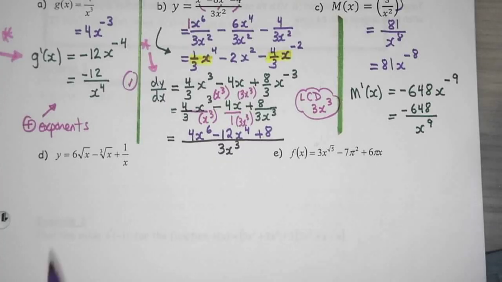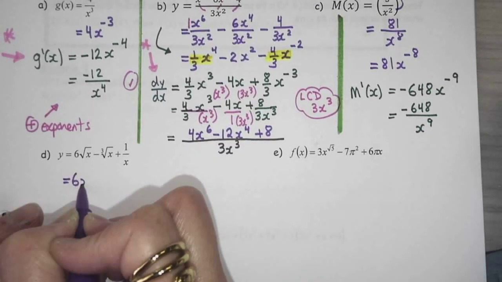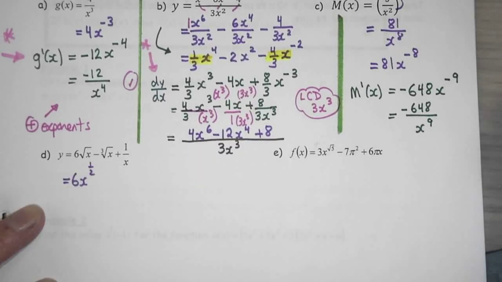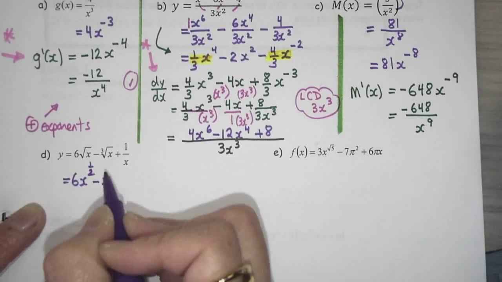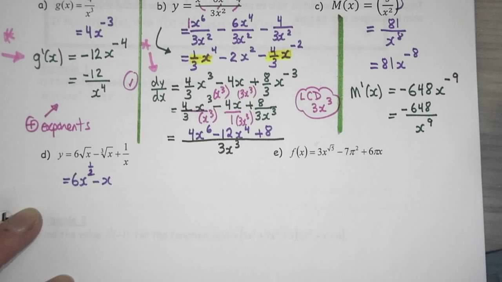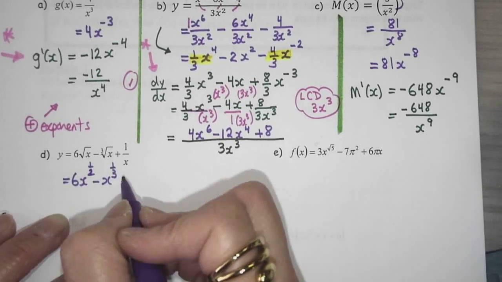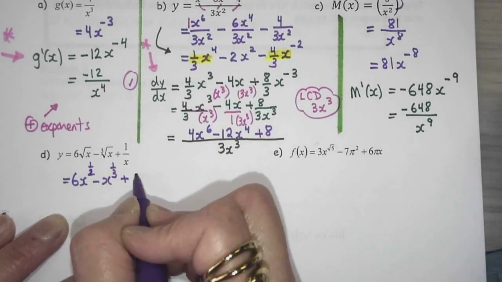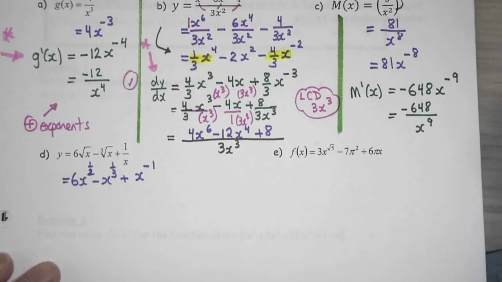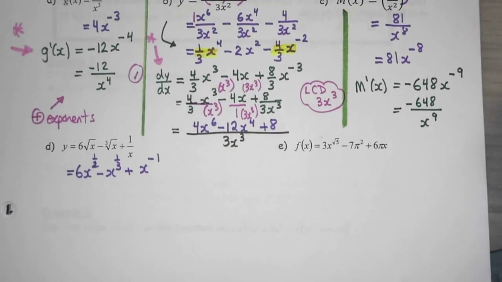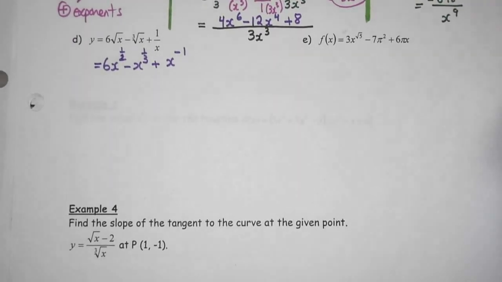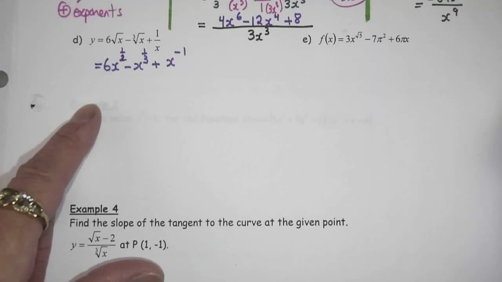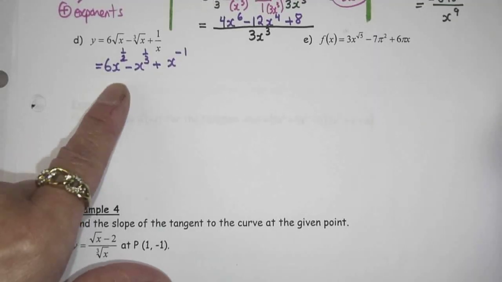Technically, you don't have to. So I like to do it so 6x to the 1/2. You can leave it as a root as long as you know it's a 1/2. Minus x, and what's the exponent of this one? 1/3. So you don't have to change it as long as you in your brain know it's 1/3. And this will be plus 1x to the negative 1. Okay, so changed form, have not taken the derivative yet. Now I'm going to do the derivative. Ready? Right, so that's form.